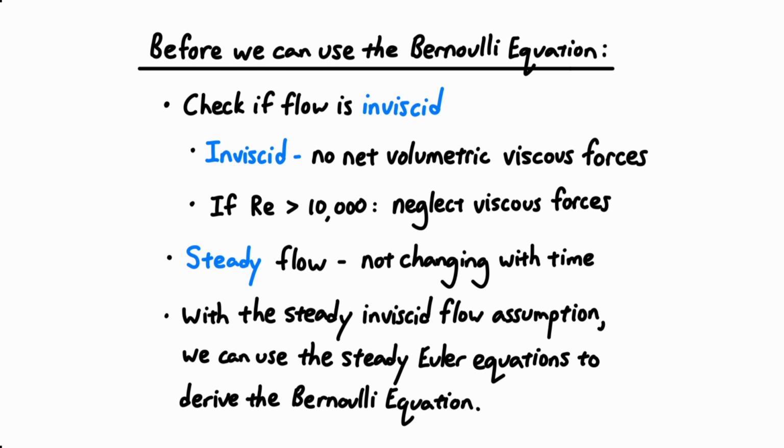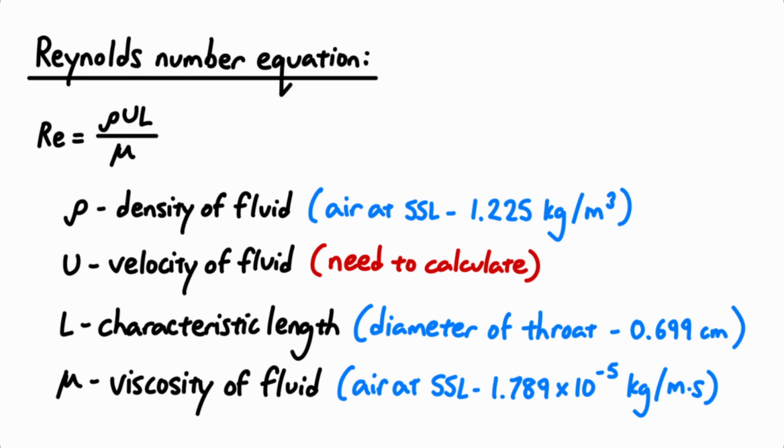For a carburetor, a Reynolds number greater than 10,000 is large enough to assume that the flow is inviscid and steady. With this steady and inviscid flow assumption, we can use the steady Euler equations to derive the Bernoulli equation. But how do we find the Reynolds number of a carburetor? The equation for Reynolds number is Re equals density of the fluid times velocity of the fluid times characteristic length divided by viscosity of the fluid.